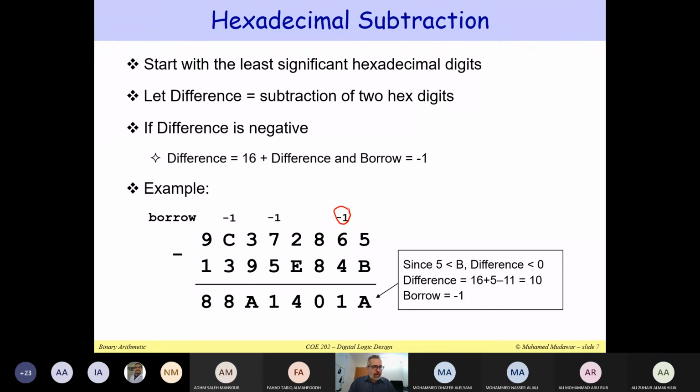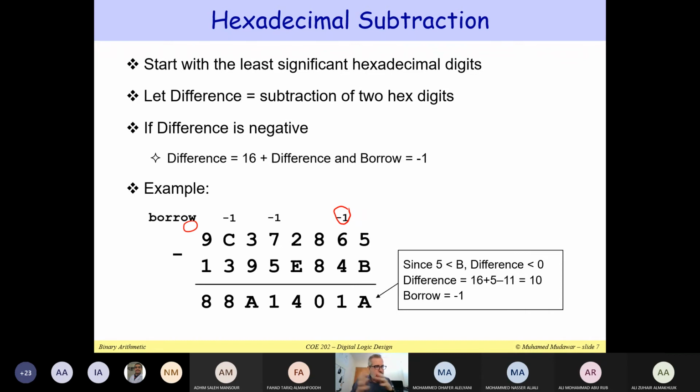Now notice that there is no final borrow, but sometimes you might actually get a borrow here. If you get the borrow here, this will happen if the first number is smaller than the second one. You might actually get a borrow, and that's an indication that the result is negative.